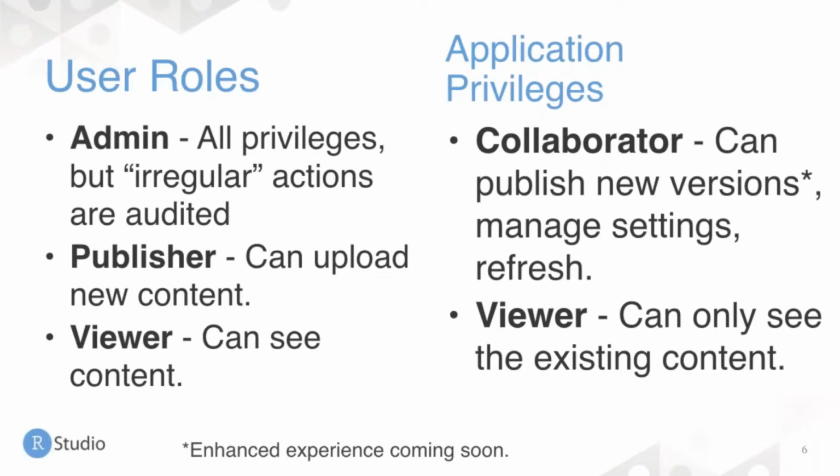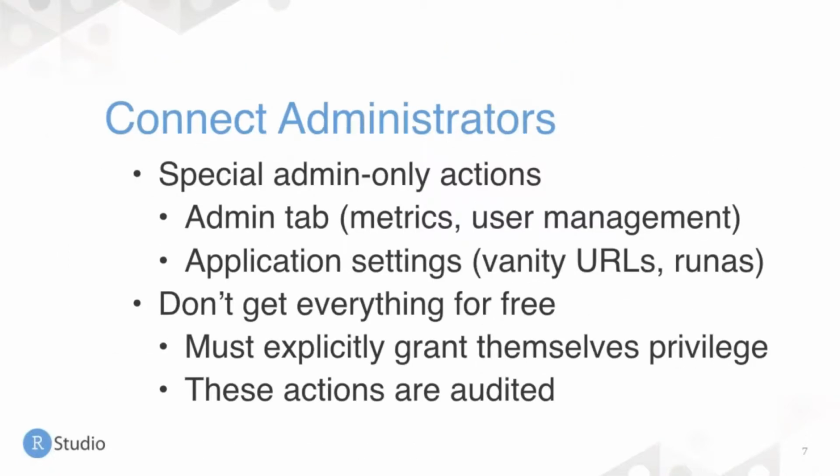Let's talk a little bit about what the experience of a Connect administrator looks like. First of all, they have access to special admin-only actions. For instance, this includes the admin tab. If you're an admin, you're able to access certain pages within the dashboards that other users aren't able to, that show you things like metrics. You're able to manage users and things like that. And then lastly, you're able to customize some application settings that other users aren't able to. So you can define vanity URLs for an application. You can customize the run as argument for an application, and I'll show you what all this means in just a moment.